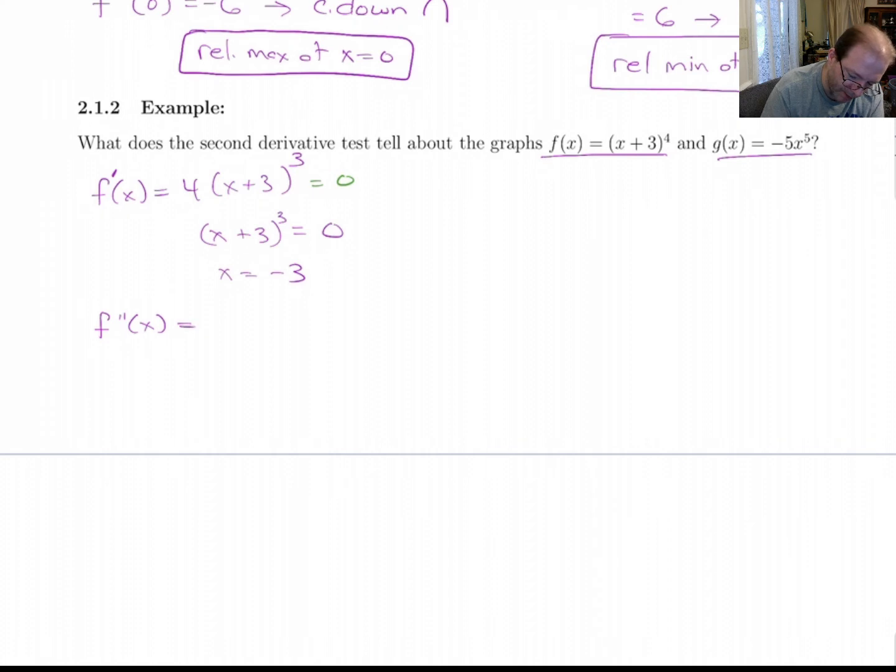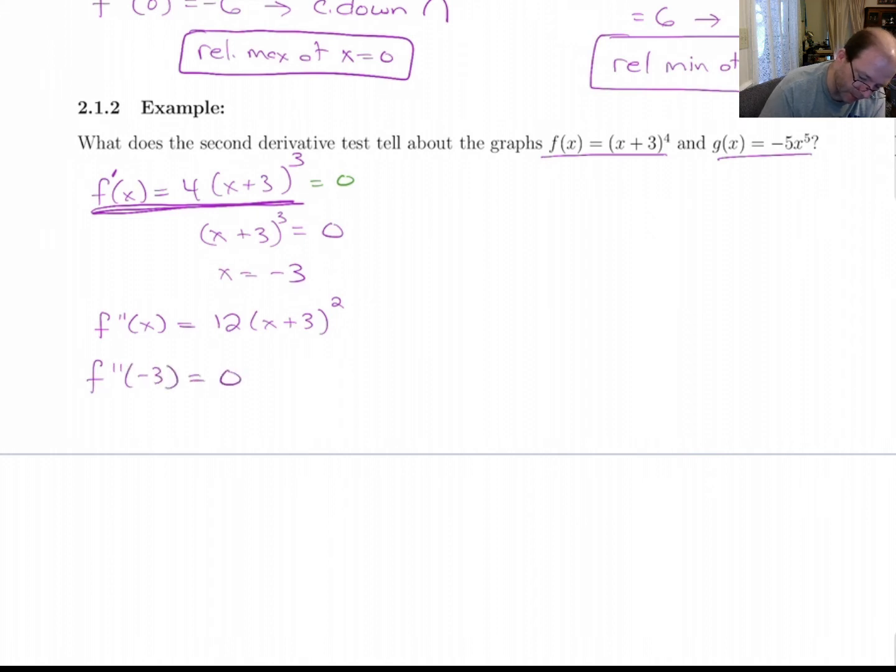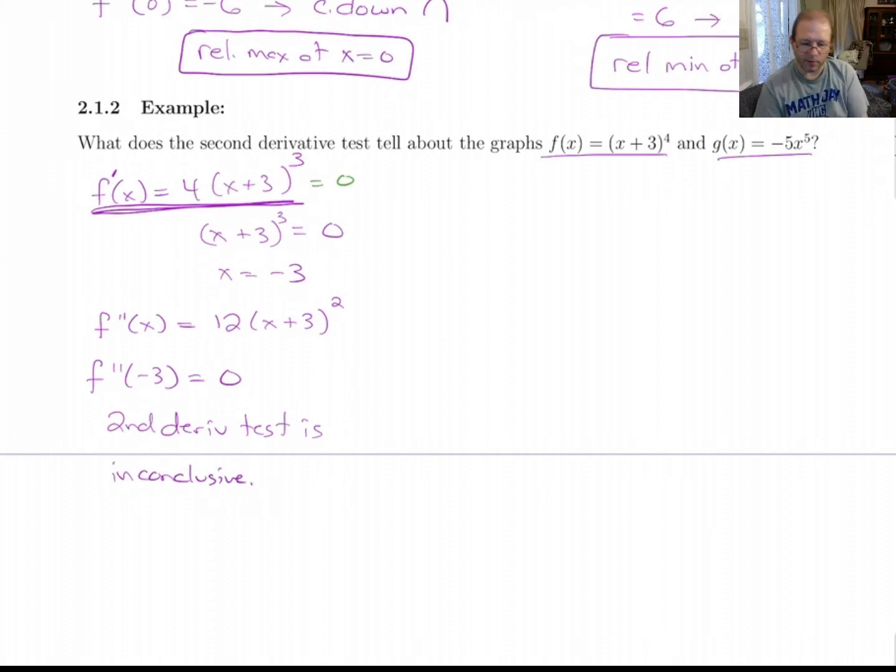Now f double prime of x, if I come back up here and take the derivative of this, I get 12 times x plus 3 to the second power. If I do f double prime of -3, notice I get 0. So the second derivative test is inconclusive. It doesn't tell me whether I've got a max or a min because I got a 0 there for my second derivative.